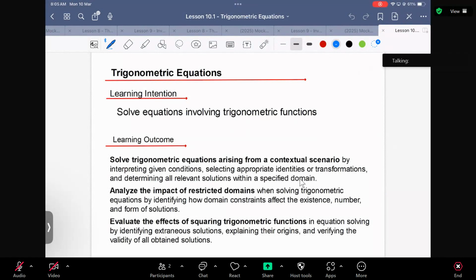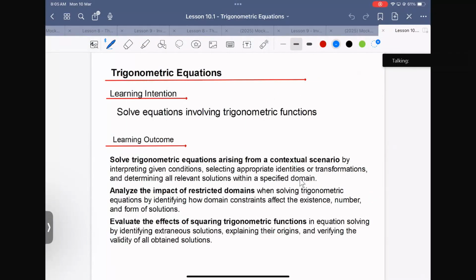We are looking today at trigonometric equations. One of the things that we really need to be aware of is how to solve trigonometric equations, but also the impact of the restricted domain. And then we'll have a look at a contextual question at the end.